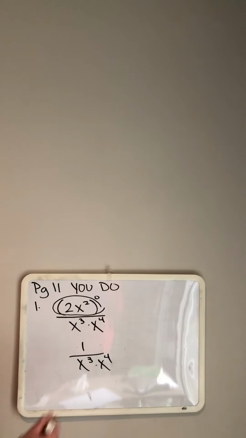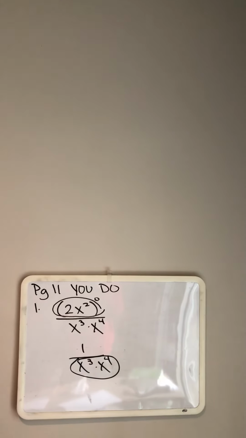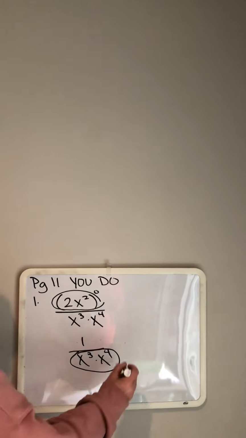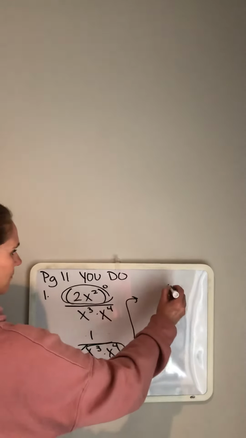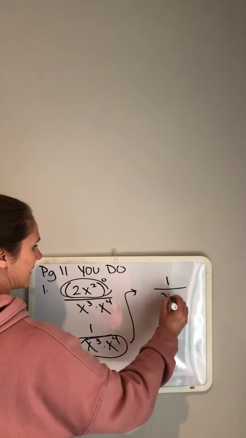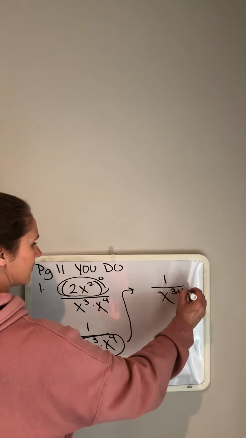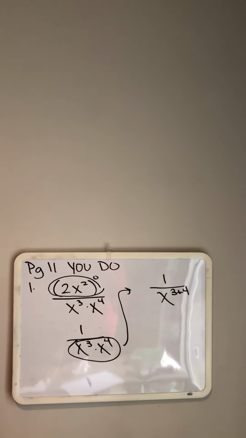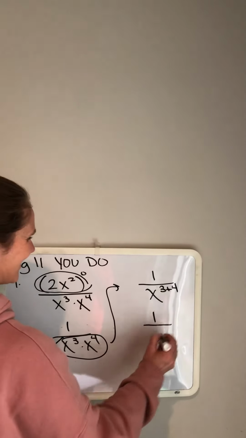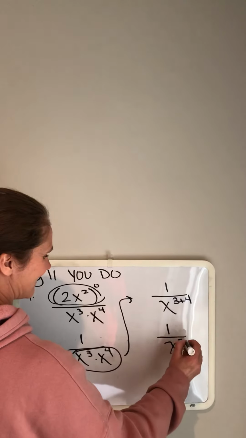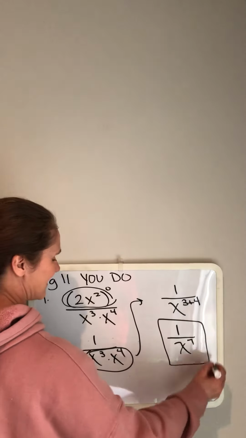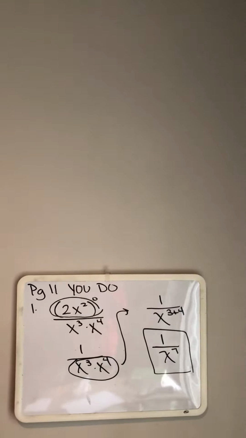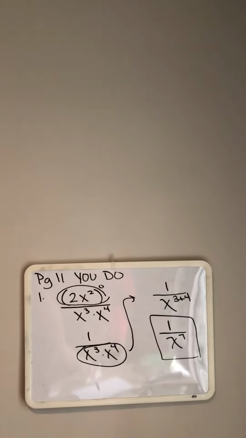Then you notice in the denominator, you have 2 of the same bases being multiplied. That's when you add the powers. So now you have 1 over x to the 3 plus 4, which is 1 over x to the 7th. And that's the answer to you-do number 1. Now I'll go over you-do number 2.